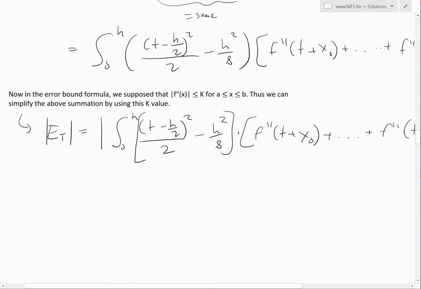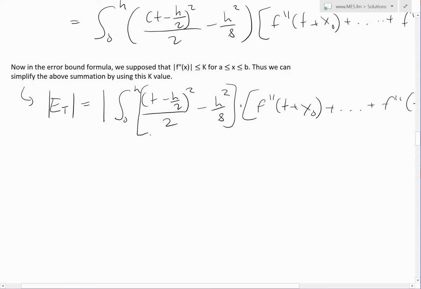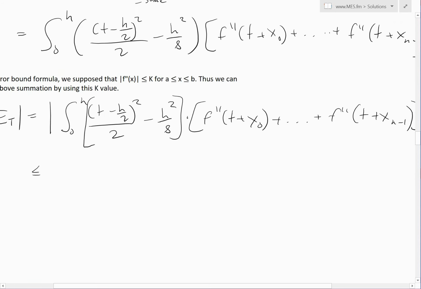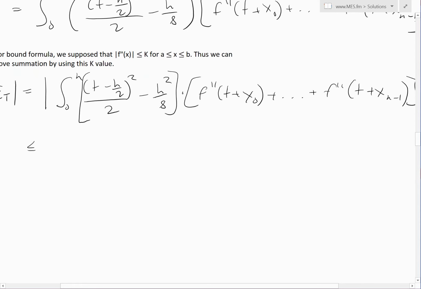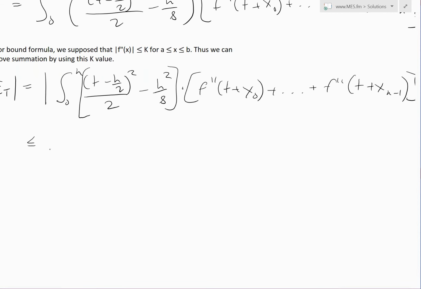So the absolute value of this whole thing, and now if we put this absolute value inside, this would be less than or equal to, because the inside of the integral could change from negative to positive, etc. So what we'll do right here is put this less than or equal to sign, so we don't mess anything up. Because when we put it in now, I'll put this absolute value sign inside. Like this, t minus h over 2, and then this is squared.